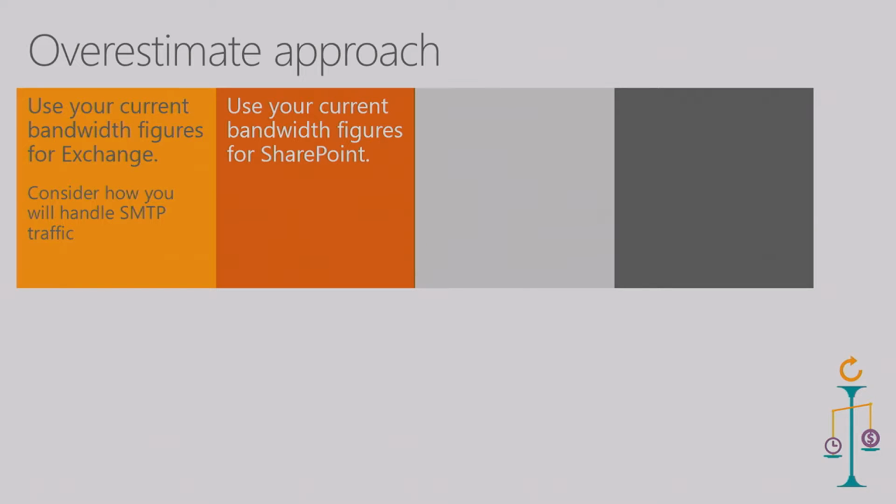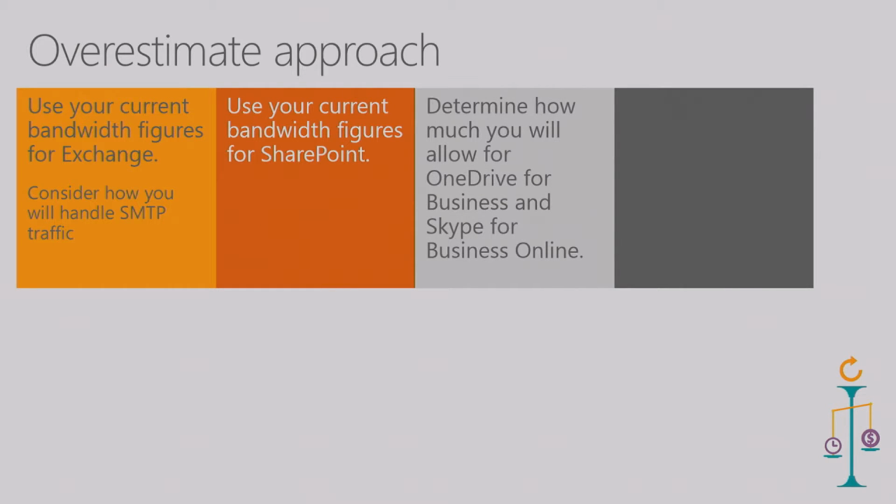You can use your current bandwidth figures for SharePoint as well. Again, Perfmon can tell you how much client traffic's going in, top, NetFlow, various statistics from your network. Figure out how much you want to allow for OneDrive for Business.